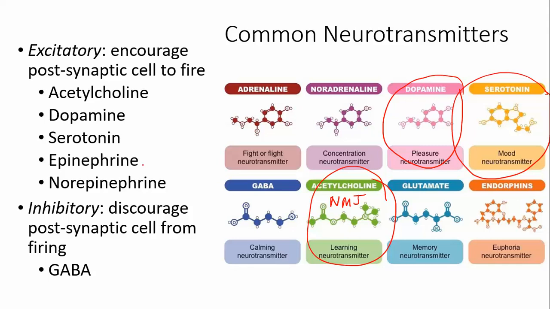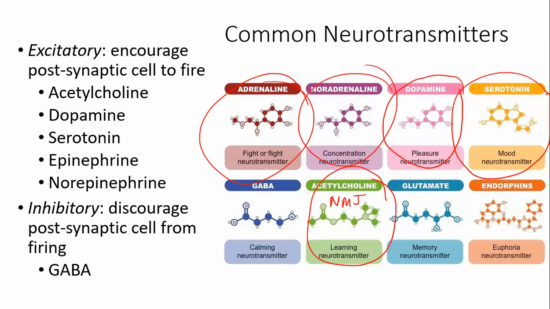Epinephrine and norepinephrine are other names for adrenaline and noradrenaline. It just depends on whether you're British or American which one you call it. Adrenaline, the fight or flight neurotransmitter, is what's released by your adrenal glands, and noradrenaline is implicated in concentration.